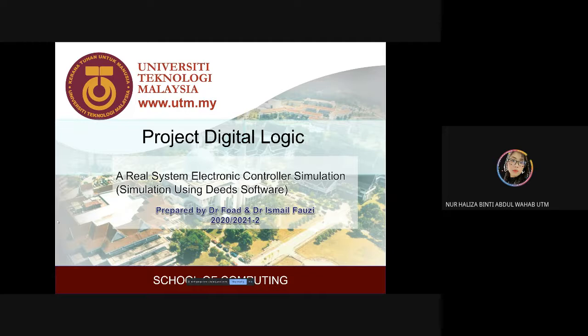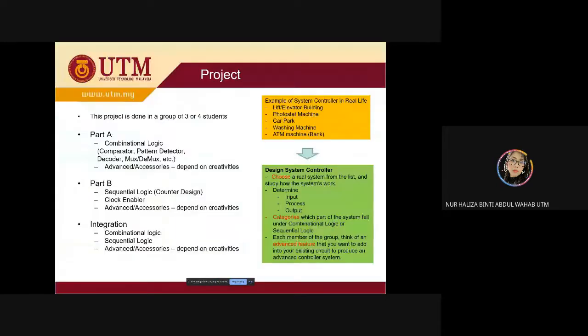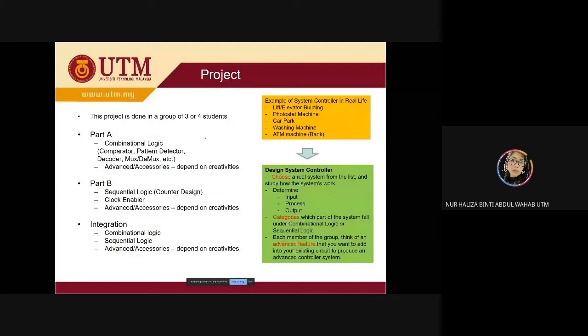And this project is totally similar for all 10 sections this semester. So all will be using the same project, which was prepared by Dr. Fuad and also Dr. Ismail. For this one, you're going to have part A, part B, and part C.